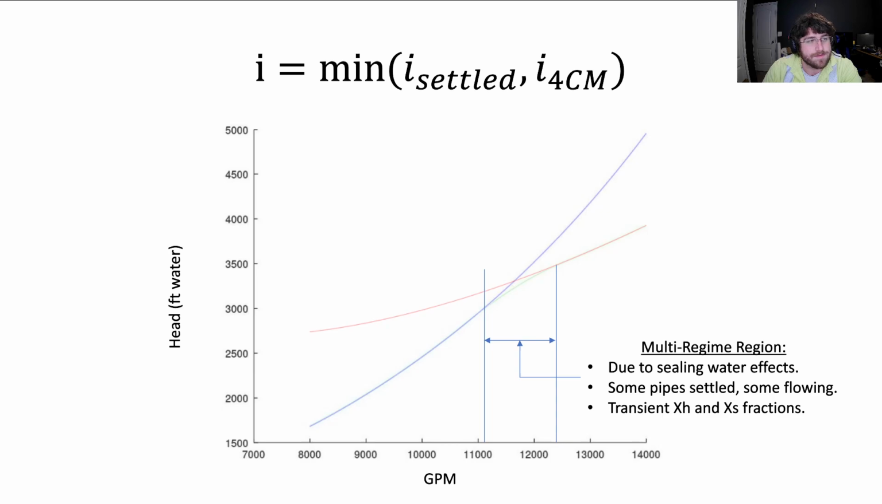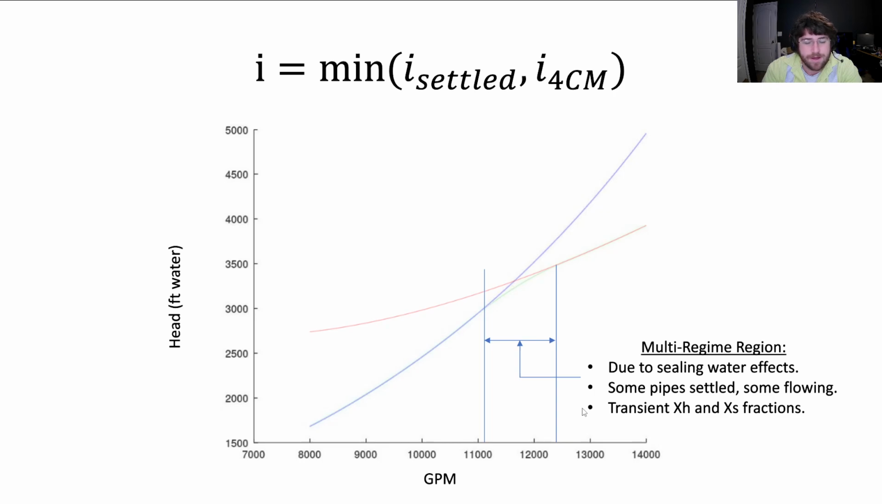However, if you now consider this on a head loss per foot consideration, so we actually take the minimum of the i values between the settled and the 4-component model, you get this interesting little transitional region here that is probably closer to real life. It's probably still not accurate, but you're going to have something like this occurring depending on the amount of sealing water going in your line. It's a pretty considerable region. In this estimation, it's like 1400 GPM.